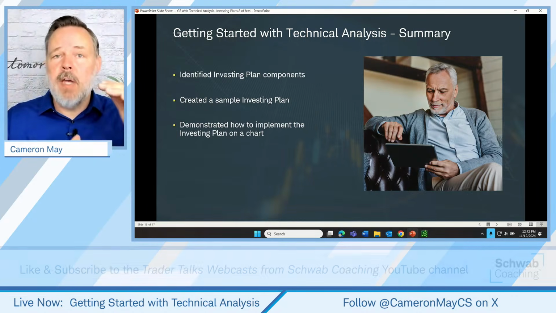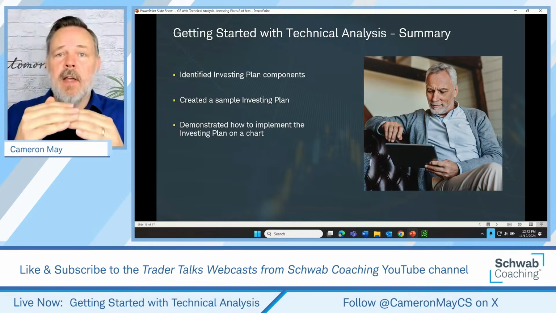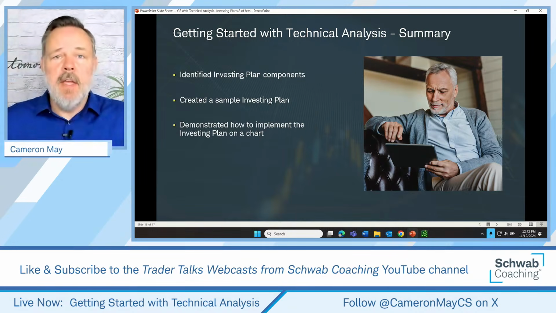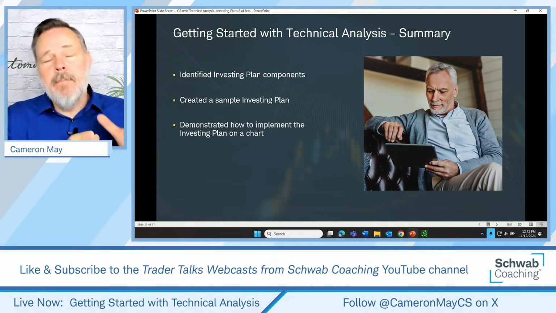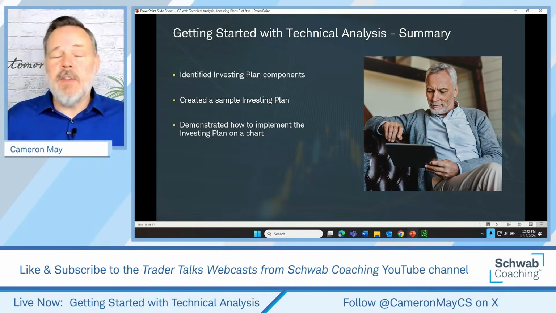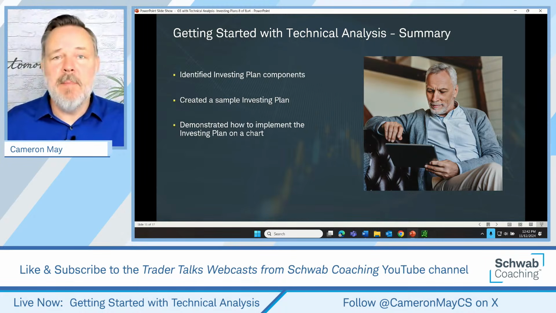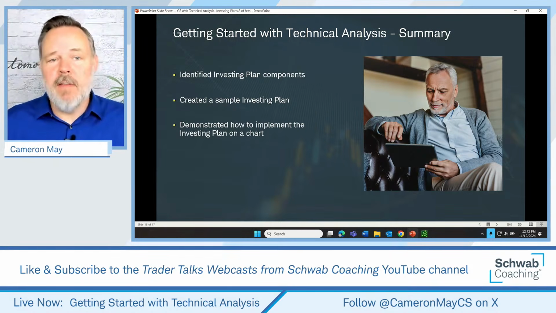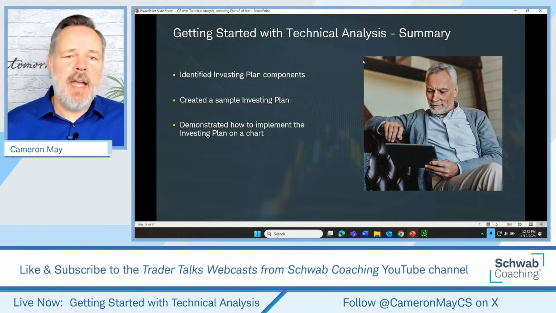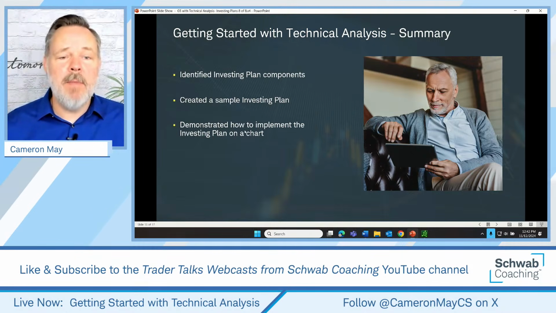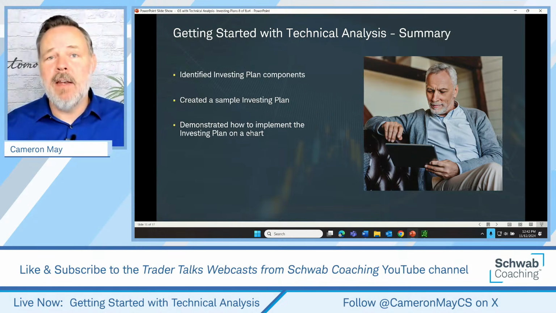Maybe the stops are too tight or too loose. Maybe the targets are too aggressive or too conservative. Maybe the fundamentals of the stocks don't seem to be panning out, or maybe the trader just needs to work on their market analysis. Lots of things can be conceptually improved in even a written and structured investing plan. But we've identified typical investing plan components. We've created a sample investing plan, and we've demonstrated how to implement that plan on a chart. Hope you enjoyed this lesson series.